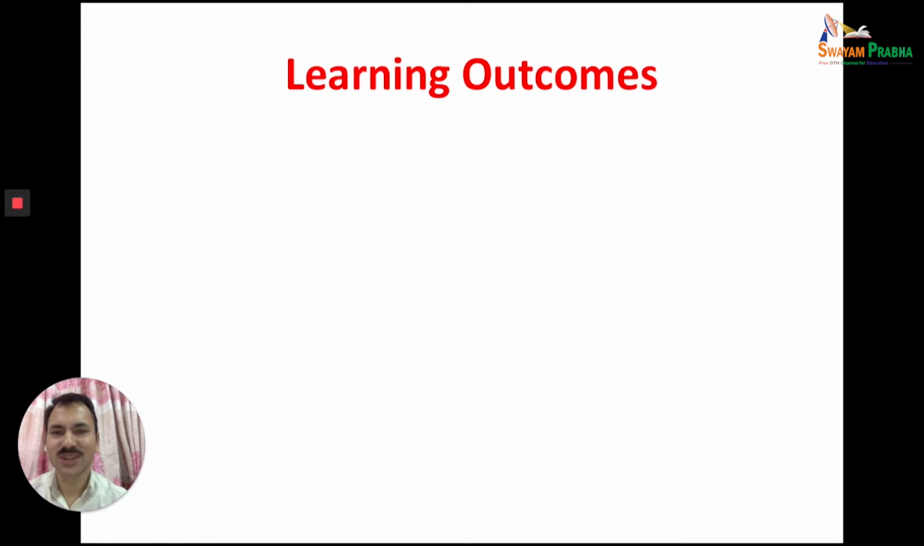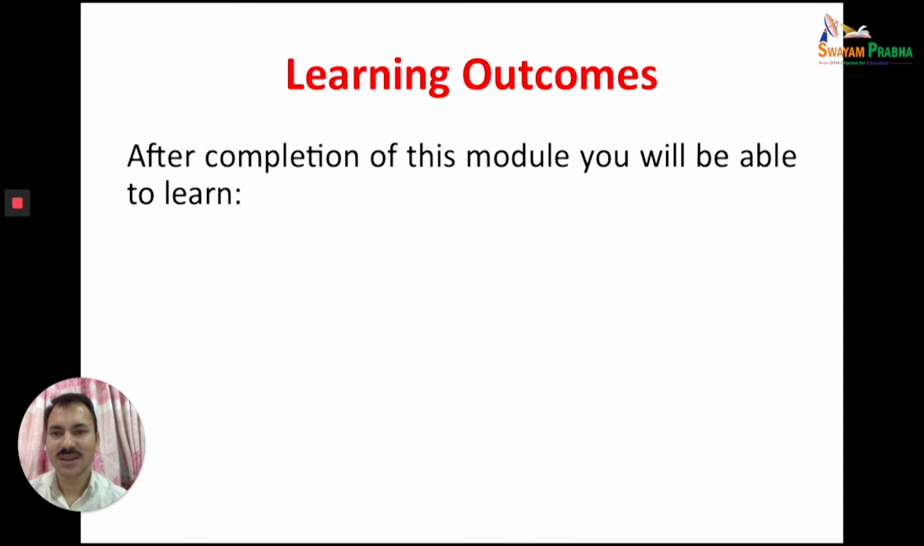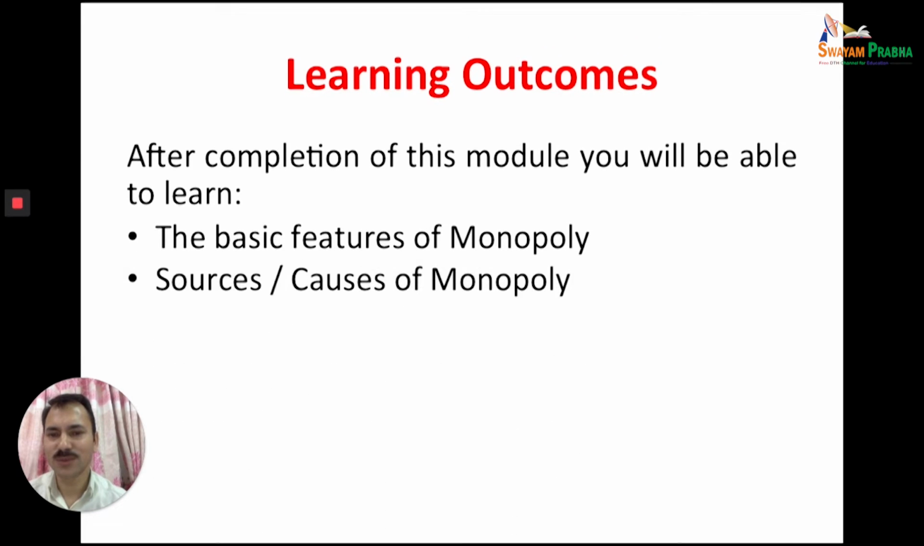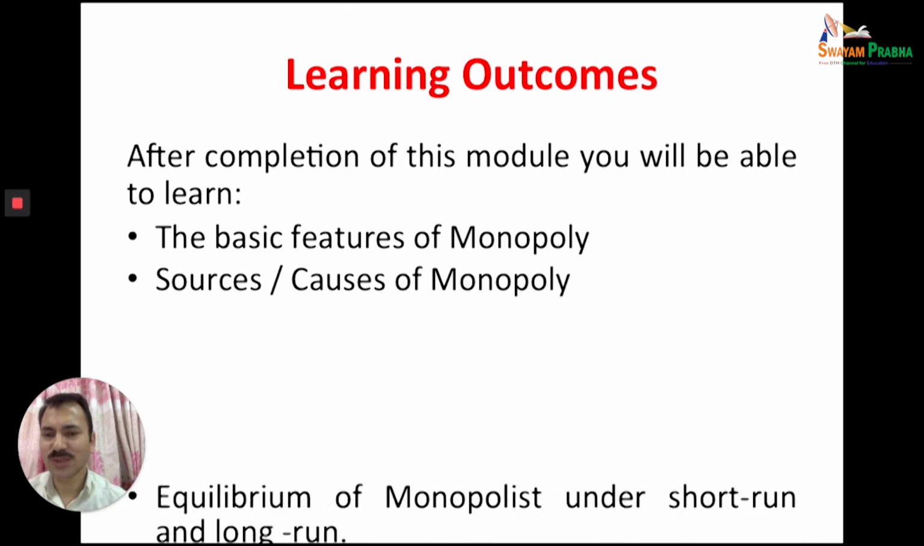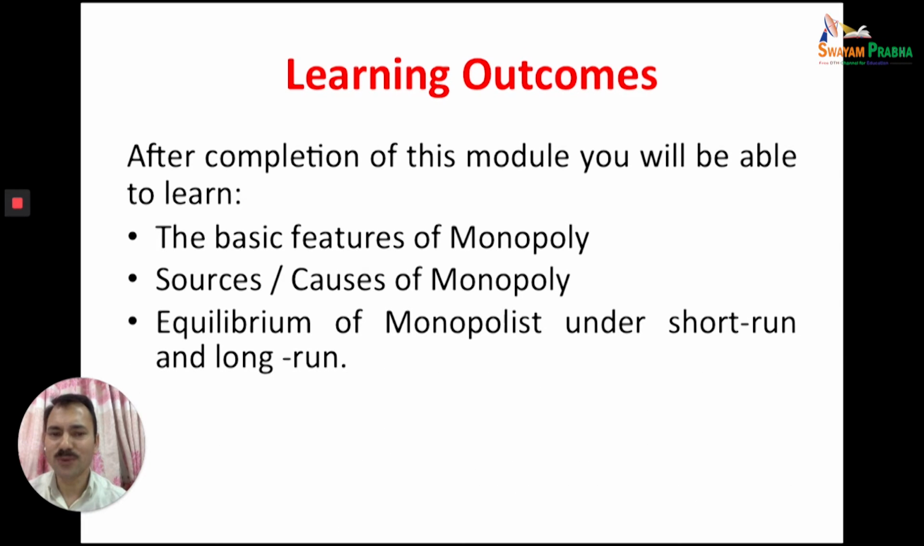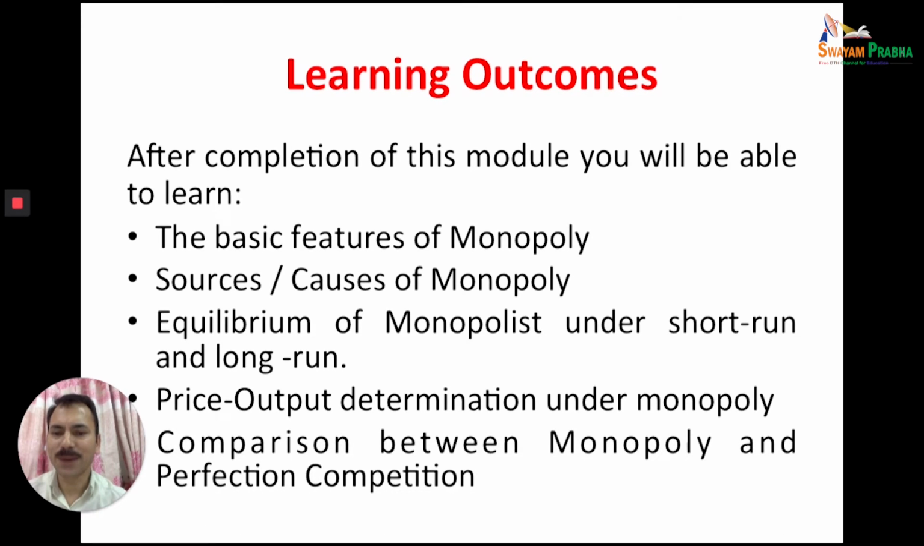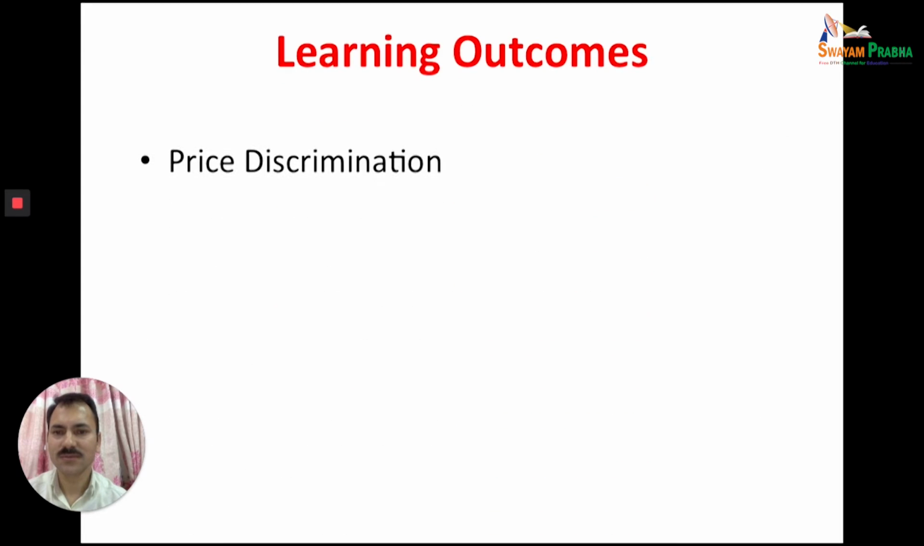So let us discuss what are the outcomes of this chapter, this module. I am sure after completion of this module, you will be able to learn: 1. The basic features of monopoly. 2. Source and causes of monopoly. 3. Equilibrium of monopolist under short run and long run. 4. The price output determination under monopoly. 5. Comparison between monopoly and perfect competition. And we'll also try to discuss price discrimination and types of discrimination.